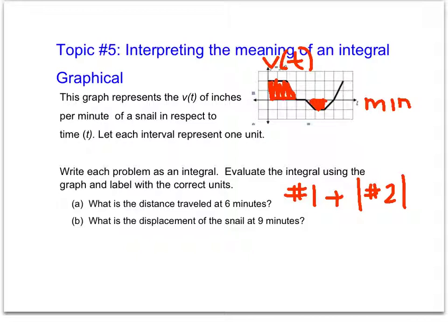And the displacement of the snail in the 9 minutes then, that would be what is my change in position, okay? So the change in position. So here I went forward a certain number of units, and then I went backward. Then I went backward a certain number of minutes, or to the other direction, and then again I went forward. So what is my change in position?